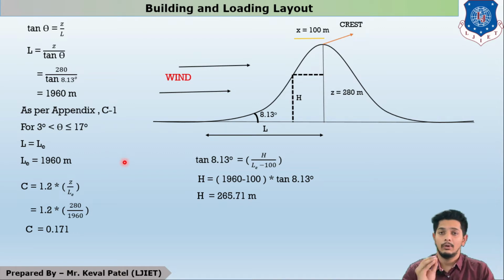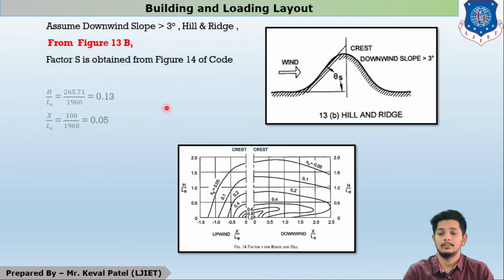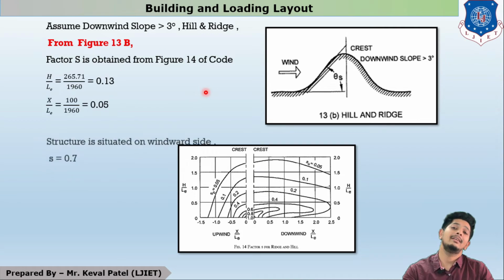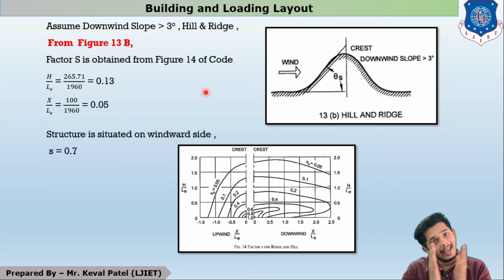So C is equal to 1.2 into Z by Le. So Z is 280 and Le is found to be 1960. So C will be 0.171, and for S0, I will need H by Le and X by Le as usual. So H by Le, that is 265.71 by Le, and X by Le is 100 by 1960. So both are lesser than 1.